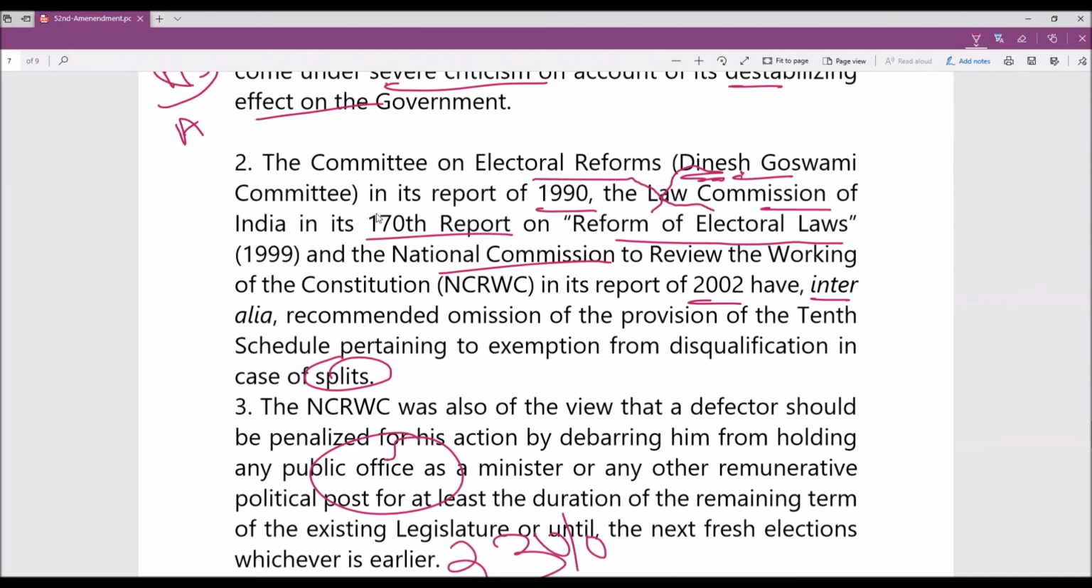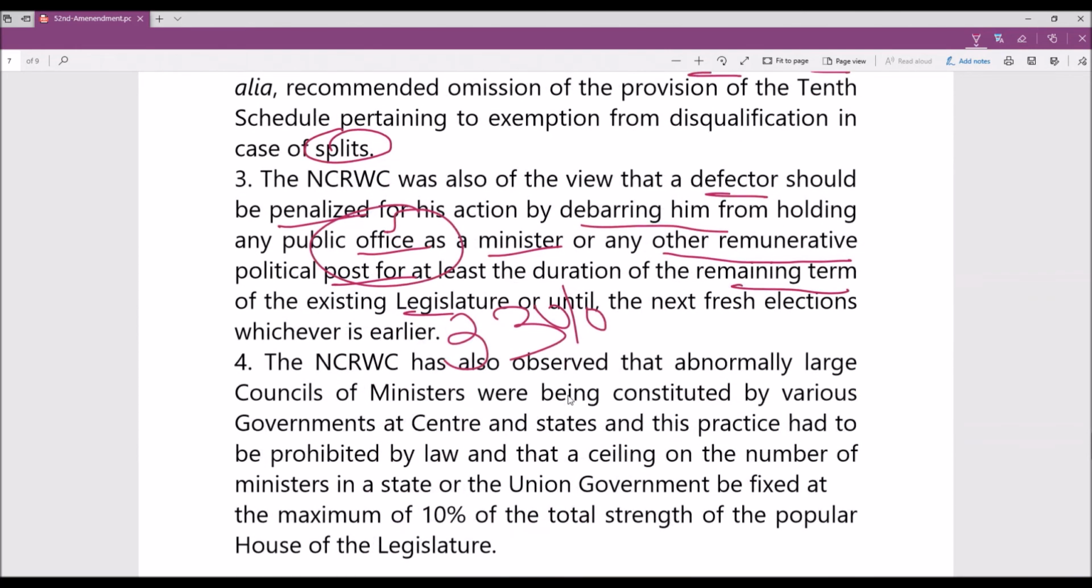NCRWC was also of the view that a defector should be penalized for this action, debarring him from holding public office as a minister. If somebody is disqualified, is a defector, he should not be allowed to hold any public office or any other remunerative political post for at least the duration of the remaining term of the existing legislature or until fresh elections, whichever is earlier.